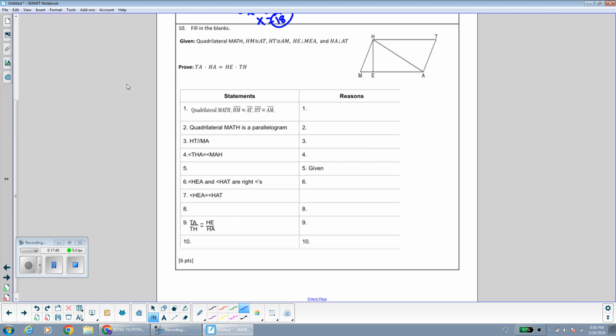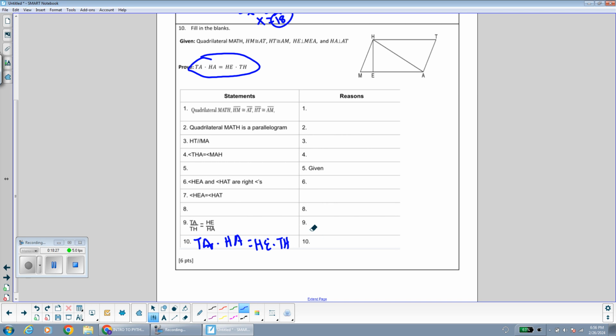This next one over here, I'm going to just zoom out so that way we can see the whole thing at once. Before I even mark my diagram, I know what number 10 is. It's the proof statement. We always end a proof with what we are trying to prove. TA times HA equals HE times TH. And we have our reason to justify a product. It's the same every time. So many people came in without knowing this reason. No, you cannot write cross multiplication. Even though this reason justifies cross multiplication, the Regents exam does not give credit for cross multiplication as your reason.